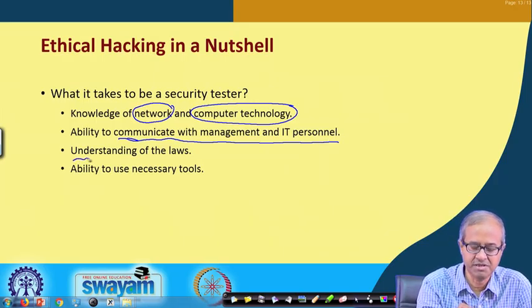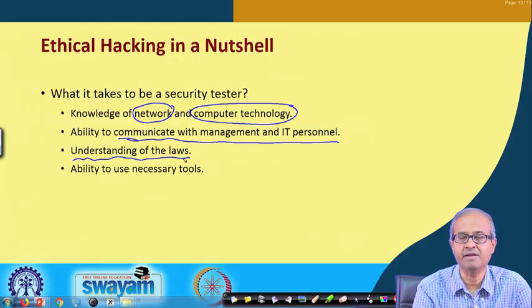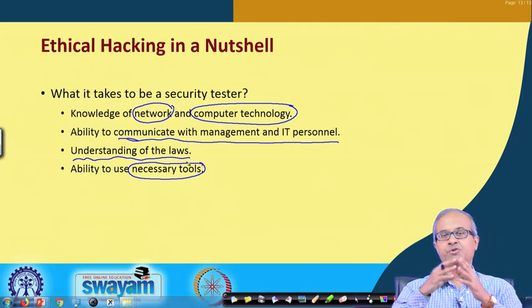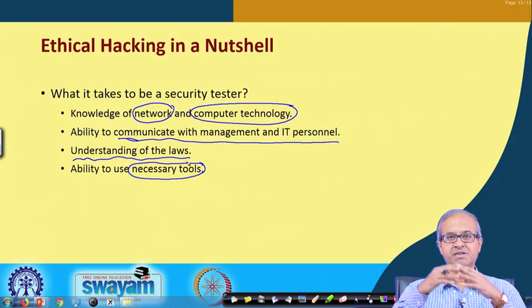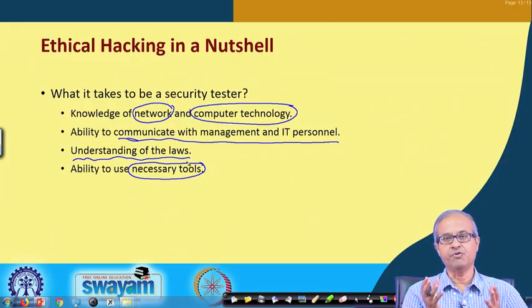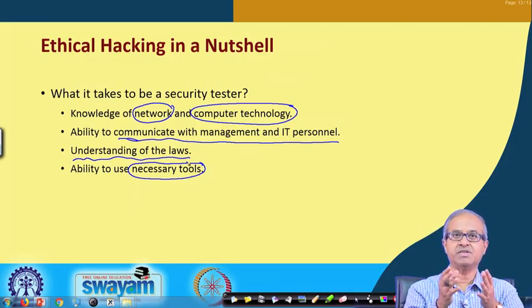And of course, I mentioned the laws of the land are very important to understand, and you should have the necessary tools at your disposal. Some of the tools may be freely available, some of the tools may have to be purchased, some you may develop on your own. So, you should have the entire set of tools at your disposal before you can qualify yourself to be a good ethical hacker, penetration tester, or a security tester.